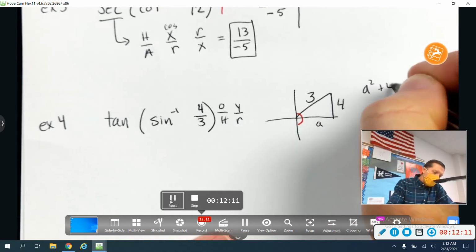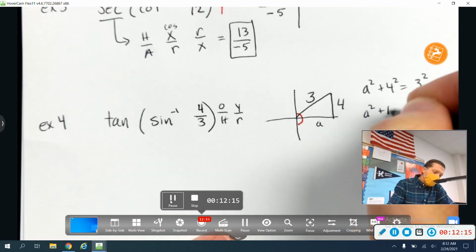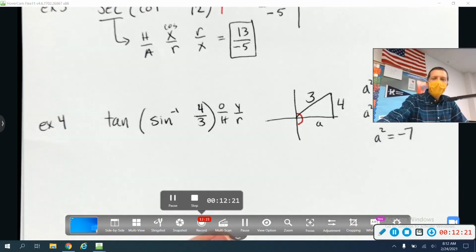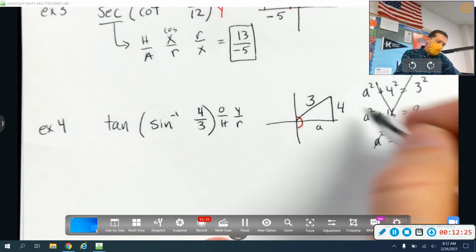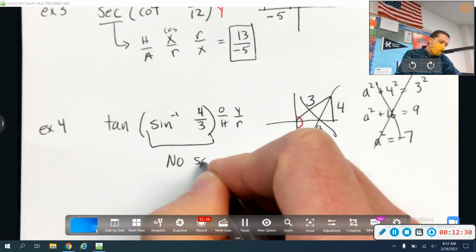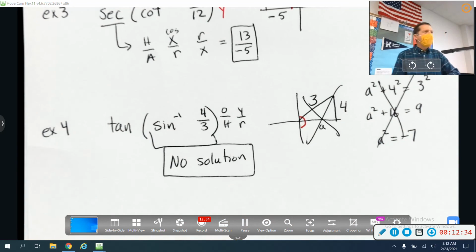A squared plus 4 squared equals 3 squared. Again, hopefully you've bailed on this problem before now, because a squared is -7. That doesn't really make sense. So this doesn't work. No solution, or no triangle. You can't draw a triangle that fits that.